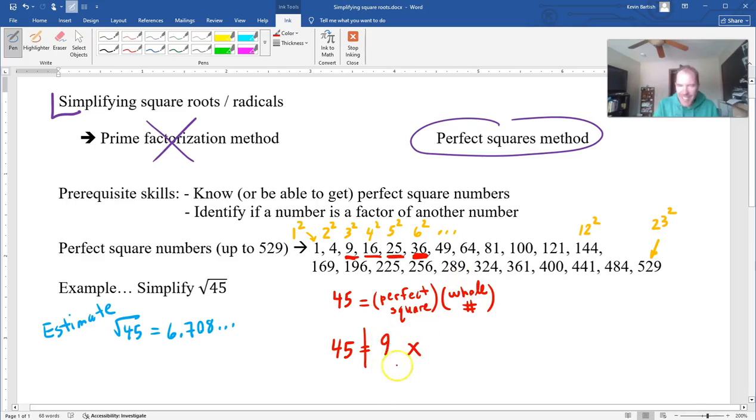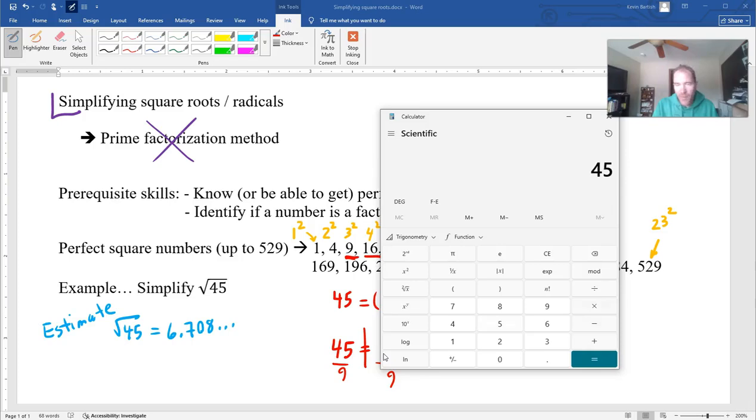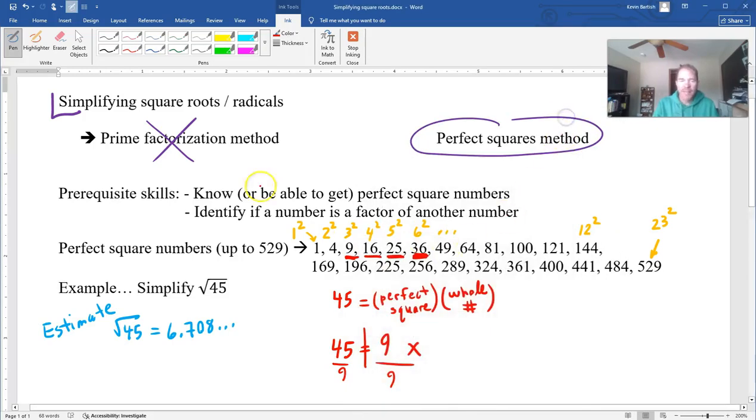But just in case you didn't, 45 is 9 times some number. We're wondering if it's 9 times a whole number. Well, we can solve that by dividing by 9. And again, use the calculator if you need to, but I know 45 divided by 9 is exactly 5. It's a whole number. So I go, all right, that's my winning number. So we had that whole process. All right, so now I'm going to write it this way. I'm going to say 45 is 9 times 5.